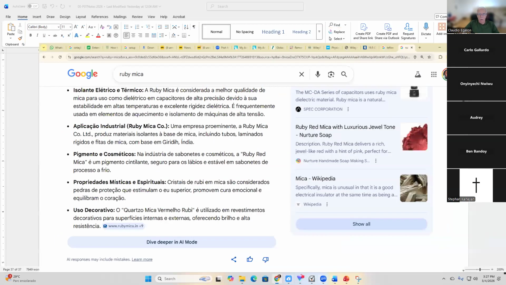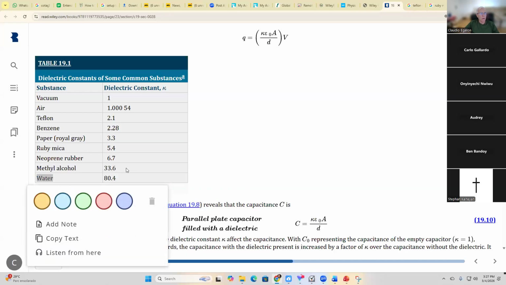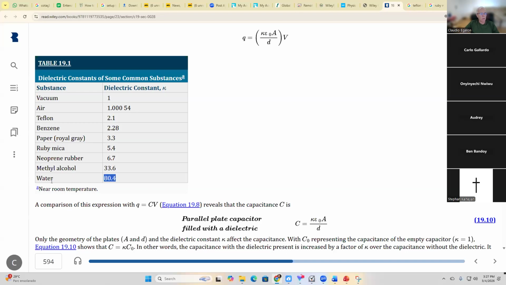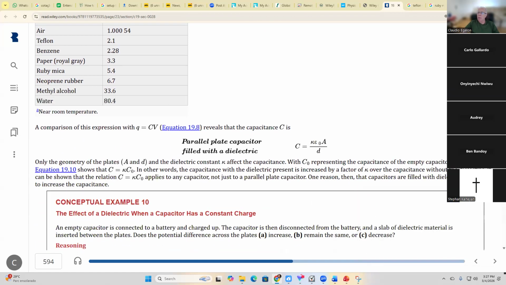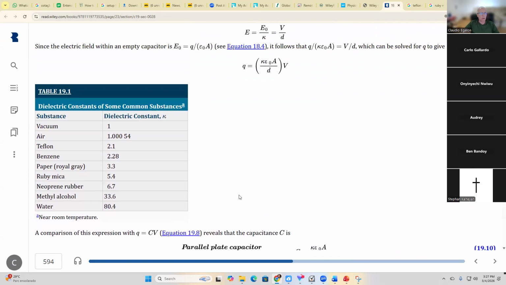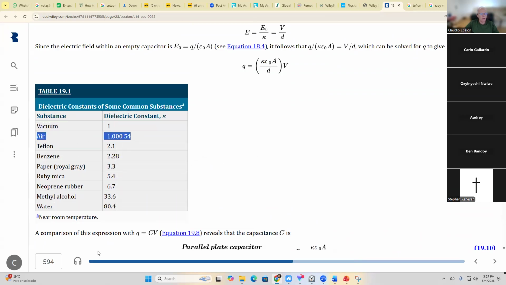Mica, let's go back to our book. Neoprene rubber, 6.7. Methyl alcohol, 33.6. Water. Water is a dielectric material with a very high dielectric constant. Can you remember? You don't have to memorize the dielectric constant of everyone here, but at least the dielectric constant of those two, okay? The dielectric constant of air, you can say that's equal to 1.